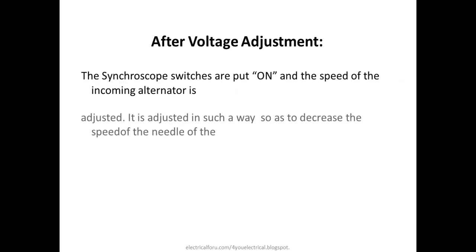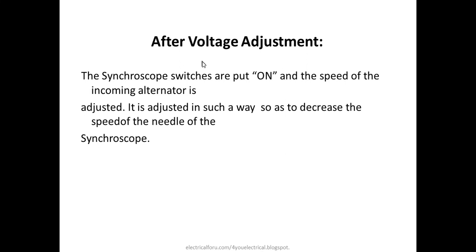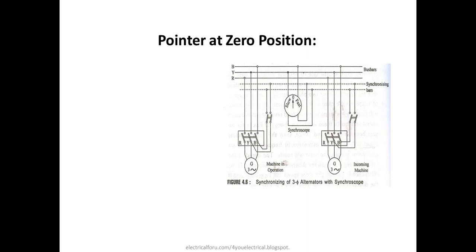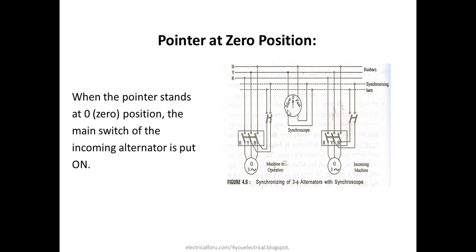After voltage adjustment, the Synchroscope switch is put on and the speed of the incoming alternator is adjusted in such a way that the speed of the Synchroscope needle decreases. At this point I am showing the 0 position, with slow and fast on either side. Here we have two machines, machine 1 and machine 2, both connected to the infinite bus bar. When both voltages and speeds are the same and there is no frequency difference, the pointer shows 0.